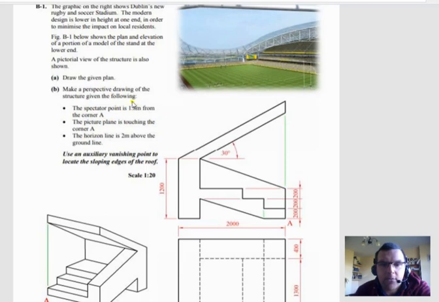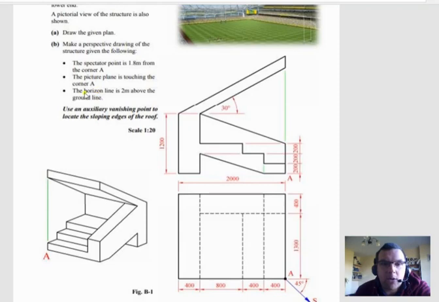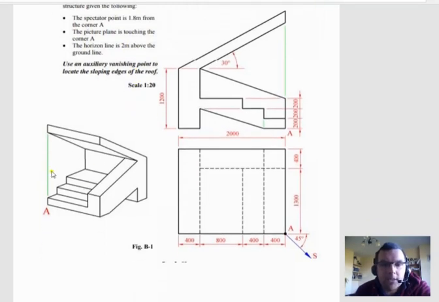But if we change it to mils first, 1.8 meters is 1,800 mils. So we divide that by 20. Now our horizon line is 2 meters above the ground line, so that means that's 2,000. Divide that by 20 again. Now this shows us our perspective when it's drawn, but it's drawn in a different orientation.